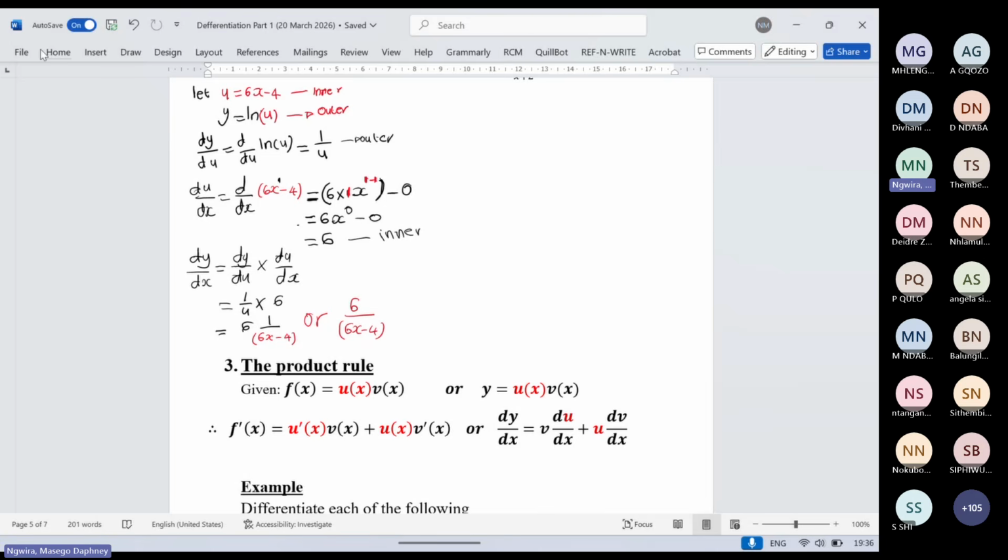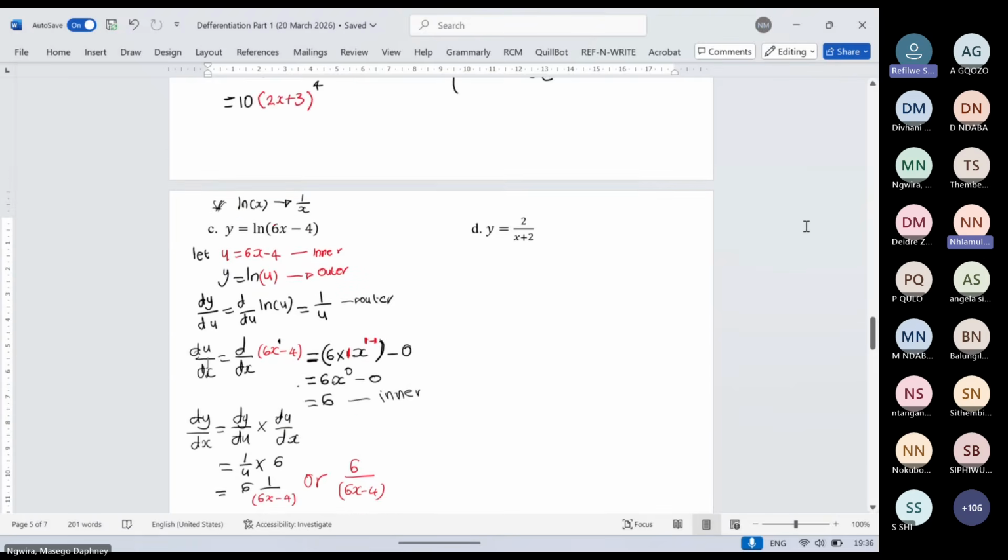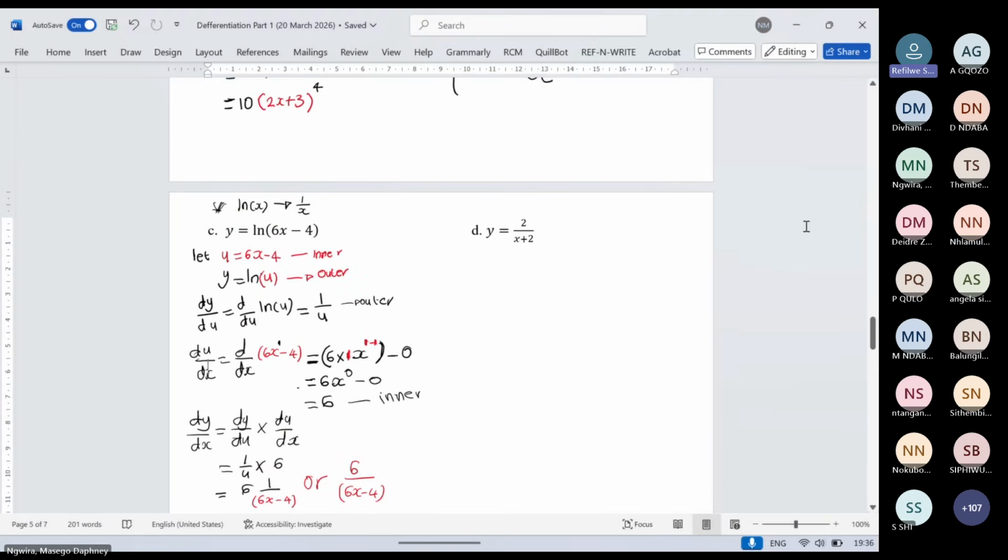Ma'am, can I please ask something here? I'm lost. Why do we have 1 over u there, whereas there's no minus 4 inside the bracket there? This one is 1 over u because it's the outer. Outer times inner. Your outer answer was 1 over u. That's what I did here. This one, the answer is 6. So when I replace my u, we said u is 6x minus 4. I replaced the u with 6x minus 4.